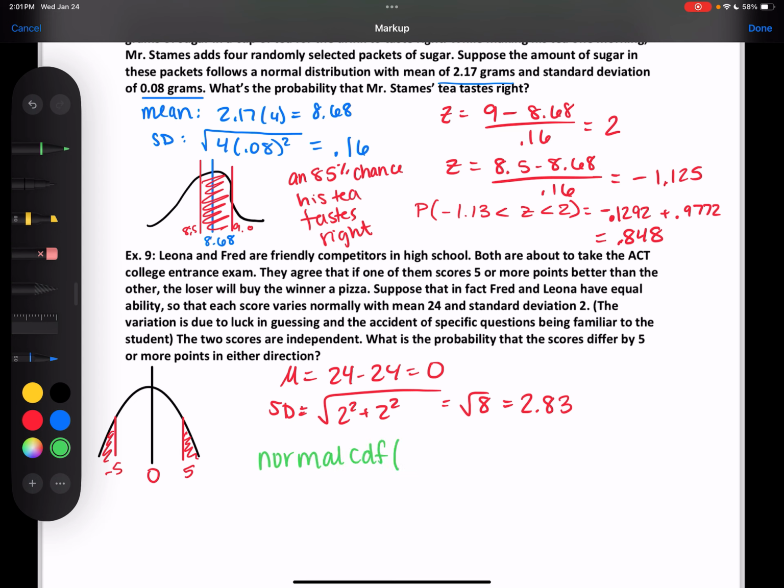Of, let's do the negative one first, the -1 E99 to the upper of -5. Mean of 0, standard deviation 2.83. And we're going to get that number. Then we're going to have normal CDF of 5 to 1 E99, 0, 2.83.